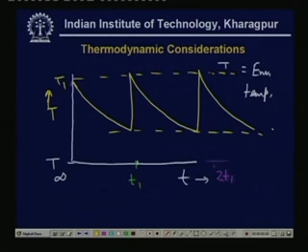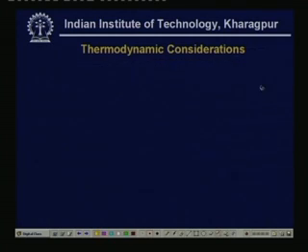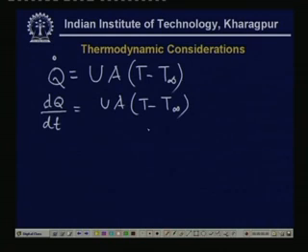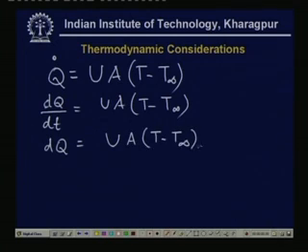Again this law is due to Newton. We have then this law. Now, this is valid only for such steady state conditions. In the steady state, the heat transfer equation looks somewhat like this: Q dot, the rate of heat transfer, is U times A times (T minus T infinity), and this is nothing but delta Q divided by dt. So, dQ is equal to U A times (T minus T infinity) dt.